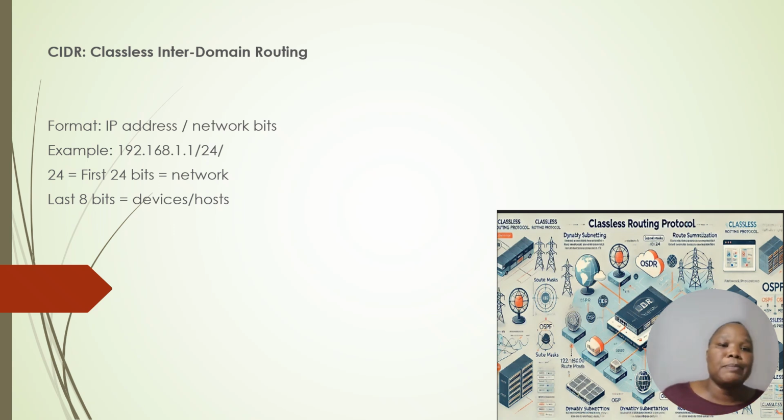That /24 tells us how many bits are used to represent the network part versus the device part. The first 24 bits, which are the three segments, identify the network, and the last 8 bits are for the devices, the hosts within that network. In short, CIDR helps break a large network into smaller ones to make it easier to manage, like dividing a big city into small neighborhoods.